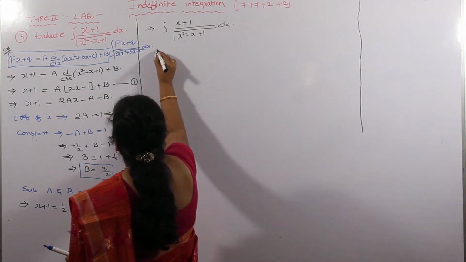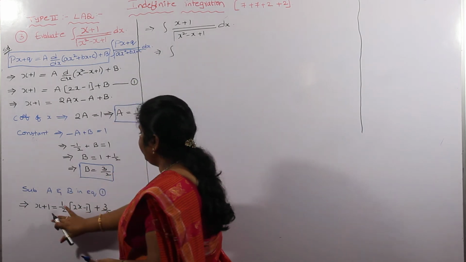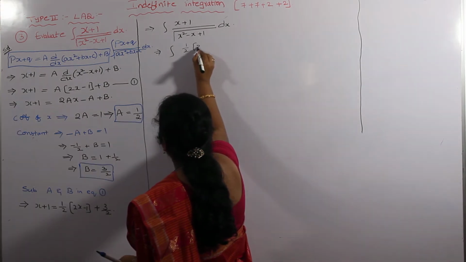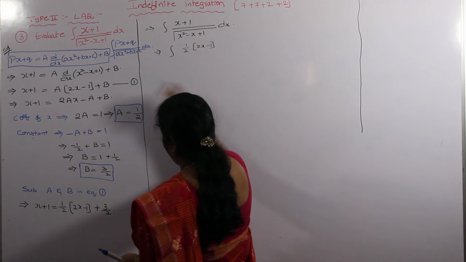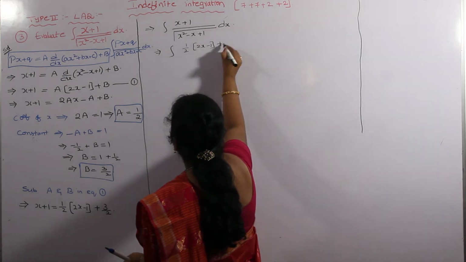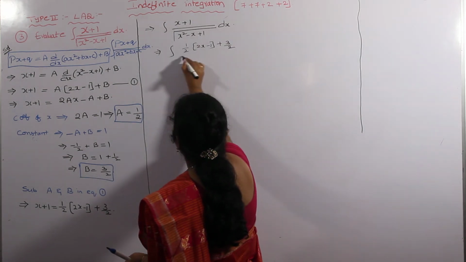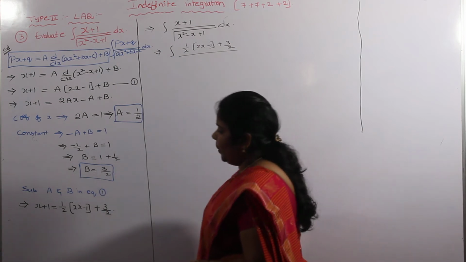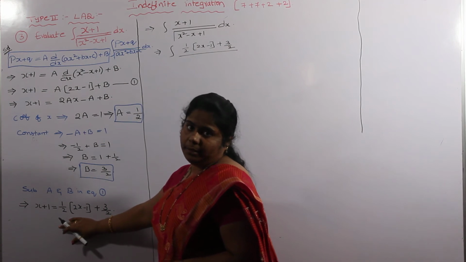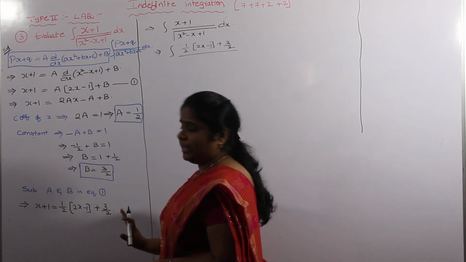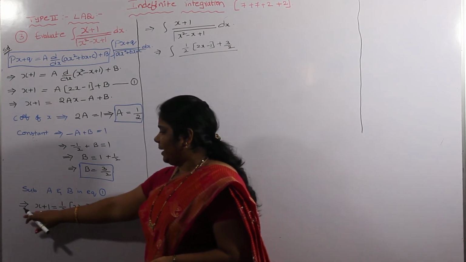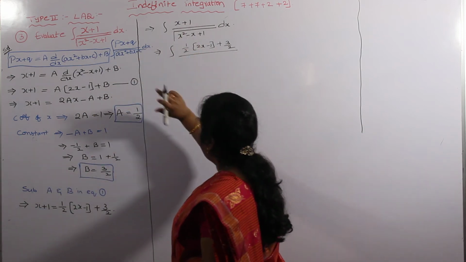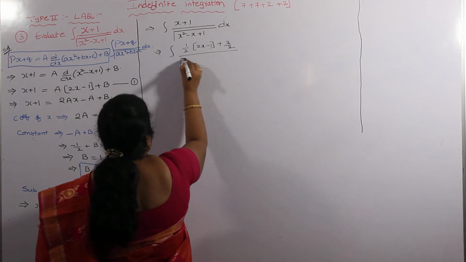From this we get the integral of x plus 1 is 1 by 2 of (2x minus 1) plus 3 by 2, whole divided by... don't get confused now. In the numerator, substitute this directly. Where is x plus 1? X plus 1 is in the numerator. Substitute this expression directly.